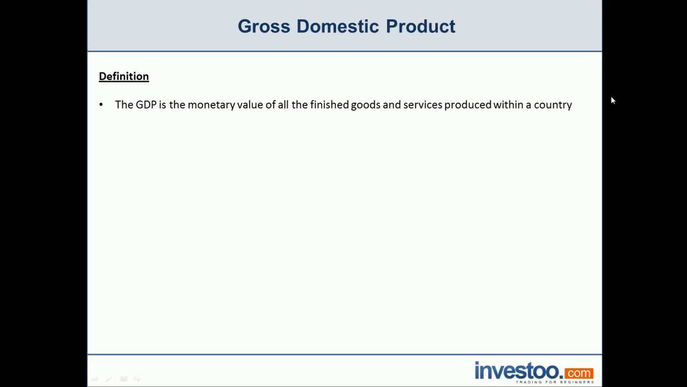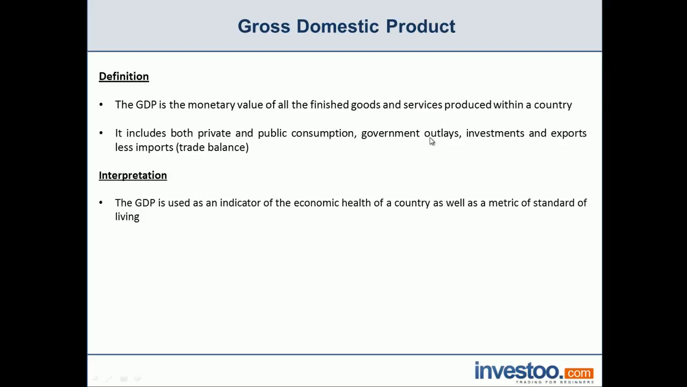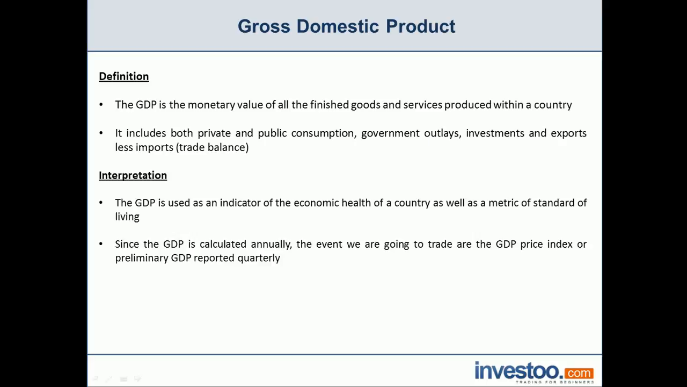The GDP is the monetary value of all the finished goods and services produced within a country. It includes both private and public consumption, government outlays, investments, and exports less imports, which is the trade balance. Now, the GDP is used as an indicator of the economic health of a country as well as a metric of standard of living. The higher the GDP, the healthier the economy, the higher the standard of living is in that specific country. Since the GDP is calculated annually, the event that we are going to trade is the GDP price index, or preliminary GDP, reported quarterly.